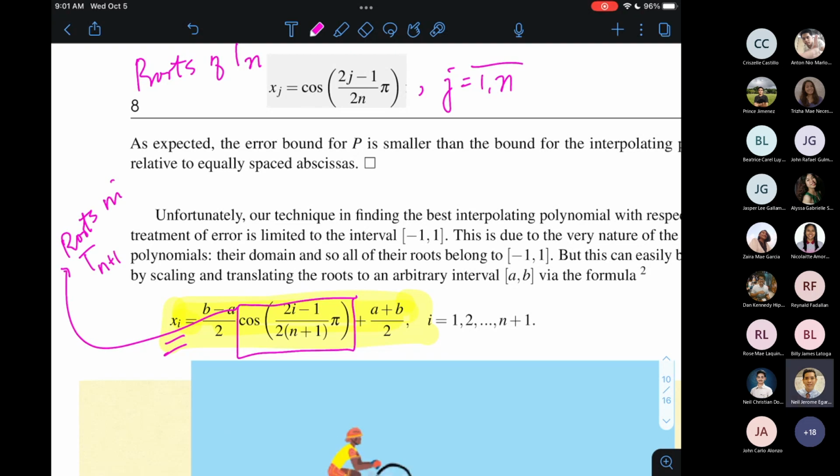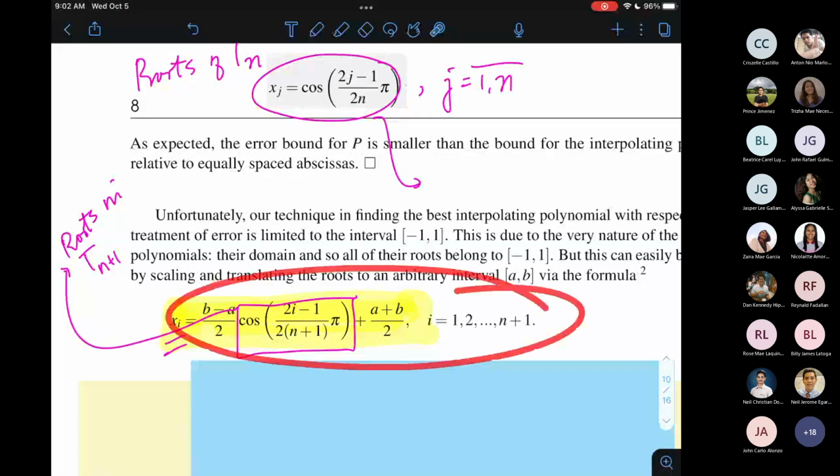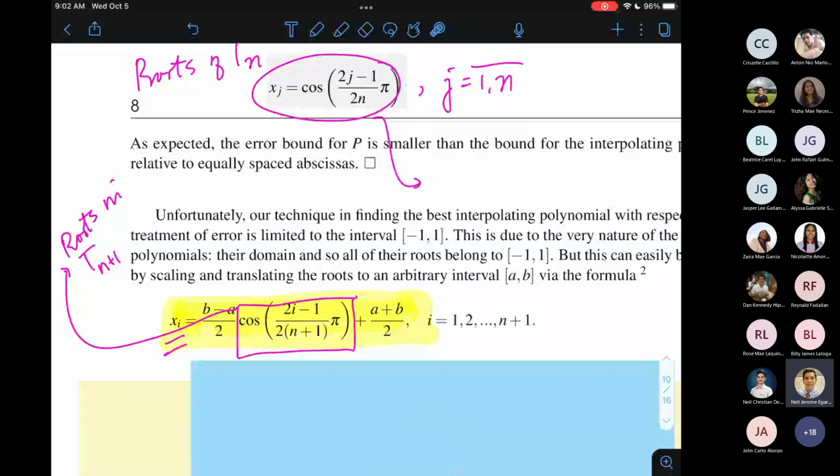So pag in-apply ko yung formula ng 3.1.5, makukuha ko yung mga x_j's. So lahat ng n's, papalitan ko ng n plus 1. Kasi ang assumption dito sa part na to, kukuha ako ng AIP of degree n. So kung meron akong AIP of degree n, kailangan ko si Chebyshev polynomial of degree n plus 1 para makakuha ako ng n plus 1 roots, right? This is the formula for the roots of T sub n, but I need the roots of T sub n plus 1. So what I'll do is I'll replace all n's that I see in the formula for the roots by n plus 1.